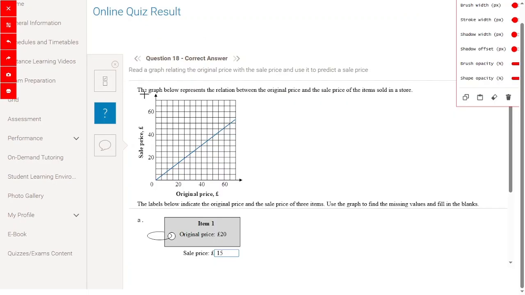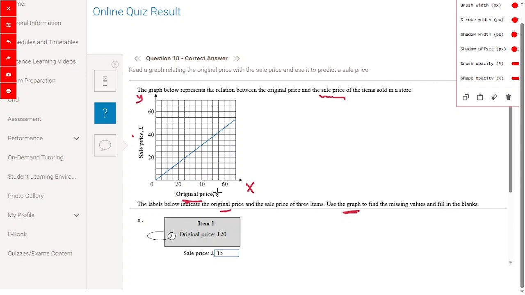Now, the graph below represents the relation between the original price, which is on the x-axis, and the sale price of the item sold in the store. This is the sale price, which is the y-axis. Okay, now the labels below indicate the original price and the sale price of the three items. Use the graph to find the missing values and fill in the blanks.